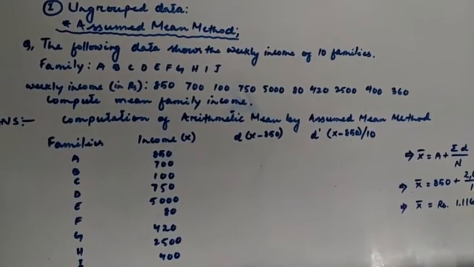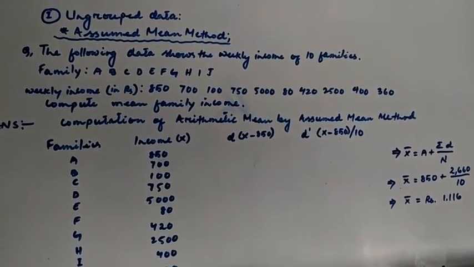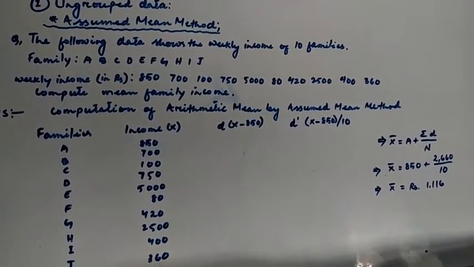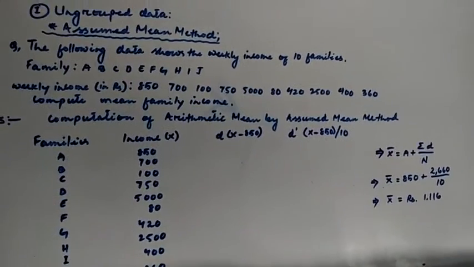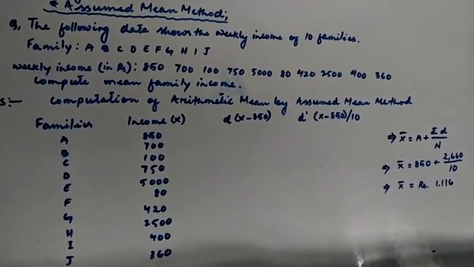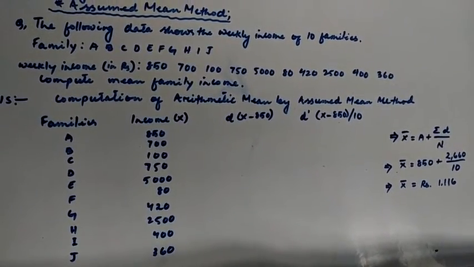We have explained how we arrived at the formula of the assumed mean method for ungrouped data. So we have derived the formula for the assumed mean method under ungrouped data. Let us try to solve some numerical problems using the same formula.